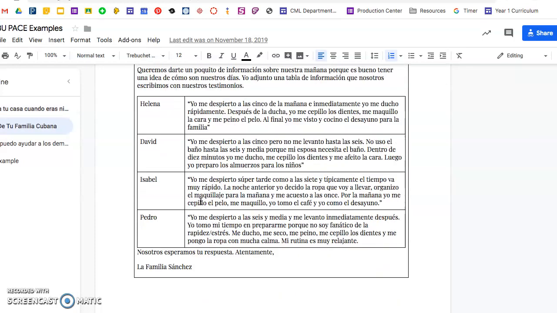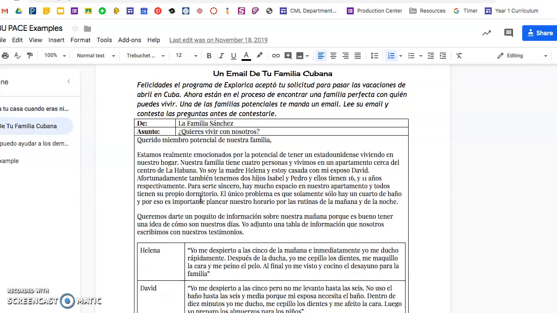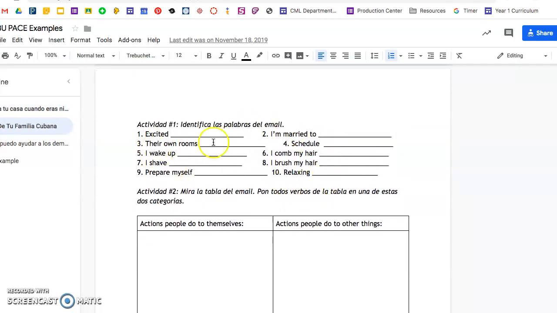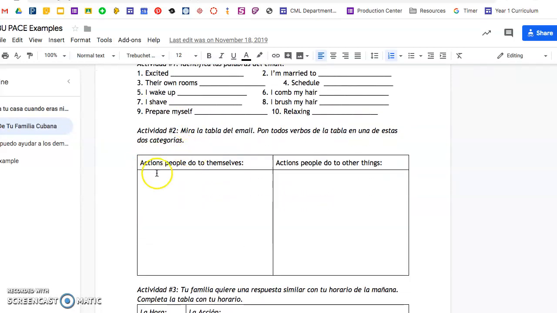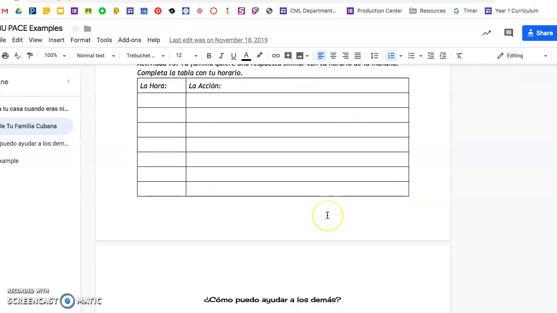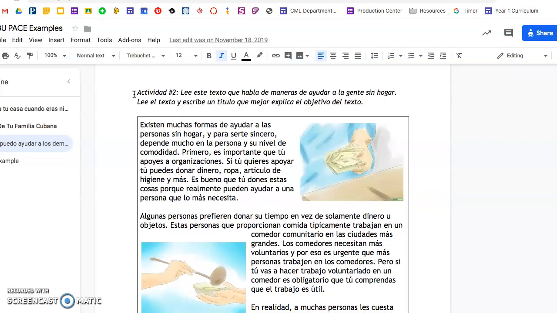A couple of other examples. This is one using reflexive verbs that, again, I'll give you the link to this in our course. So just using reflexive verbs, same sort of thing, finding words, actions people do to themselves, actions people do to other things. Here's one that's based on homelessness and volunteer work. So it said 3 actions that you can do to help a homeless person. And this is a WikiHow article, kind of modified.